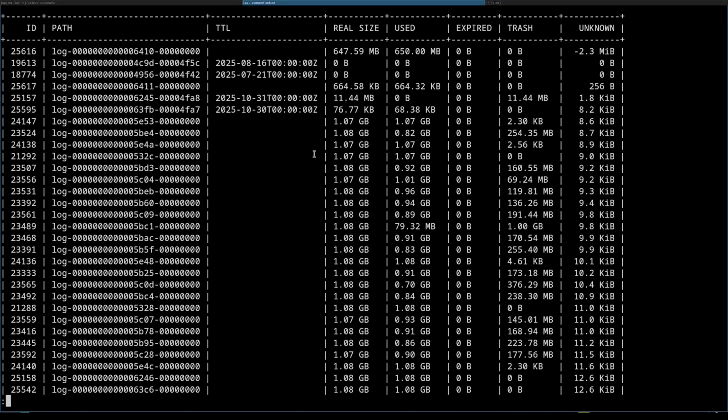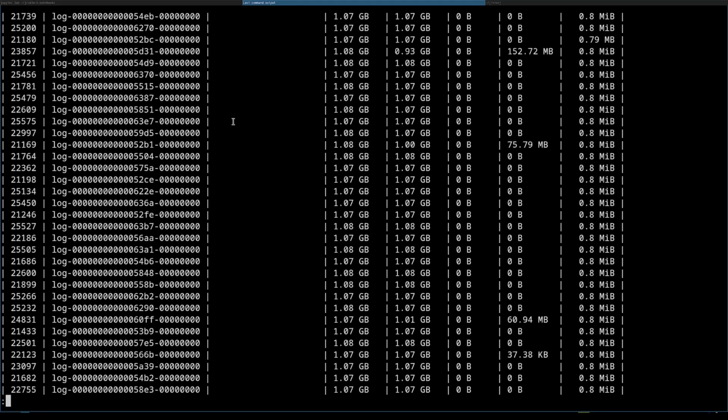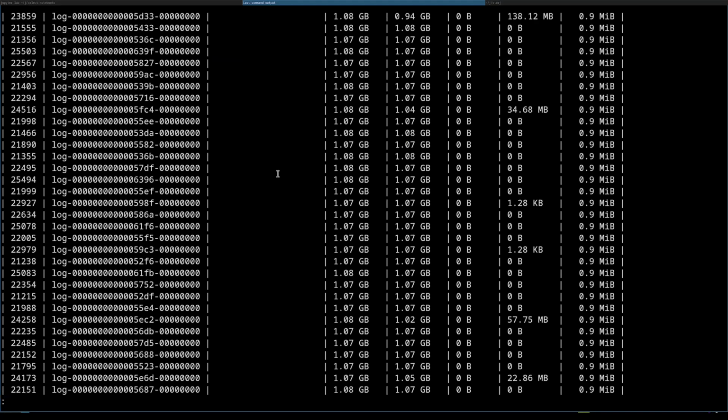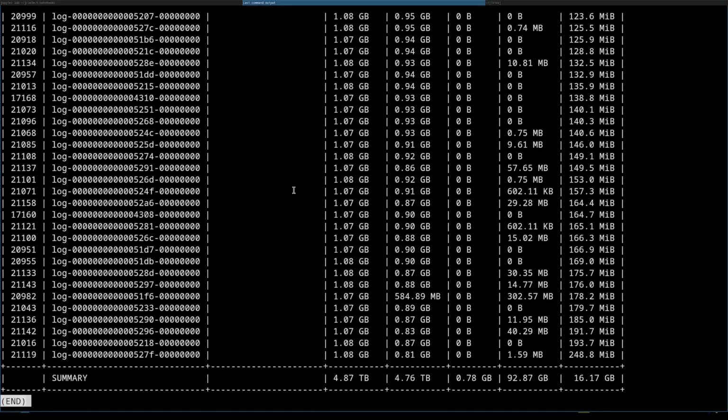So probably I can just scroll up. This is the log file name, this is the real size, and this is the bytes which are referred from the metadata. So these are quite good, right? All of them are referred and used. So these are almost full. We have a few specific log files which contain only TTL data, so they can be deleted once they expire. But at the end of the list, we have some more problematic log files.